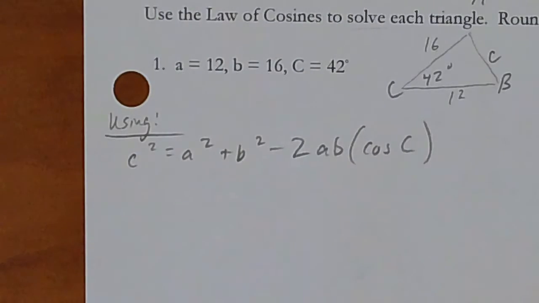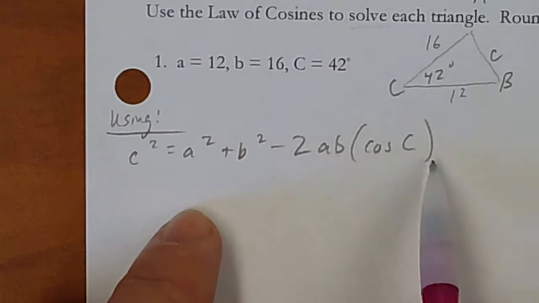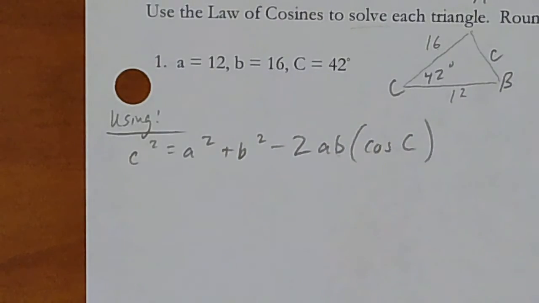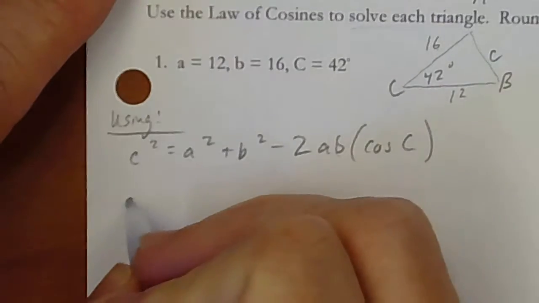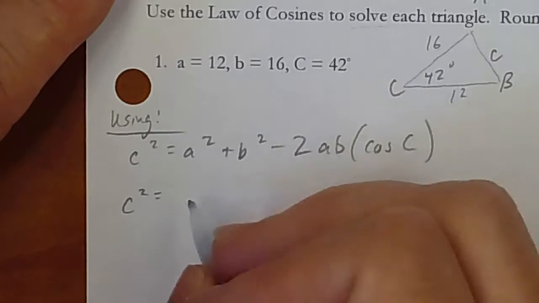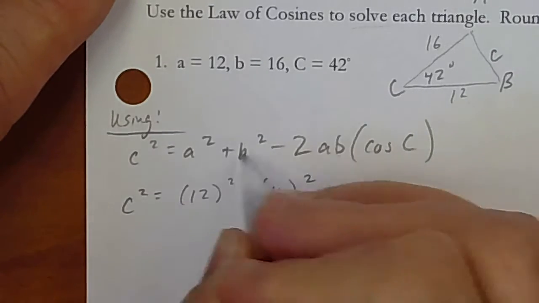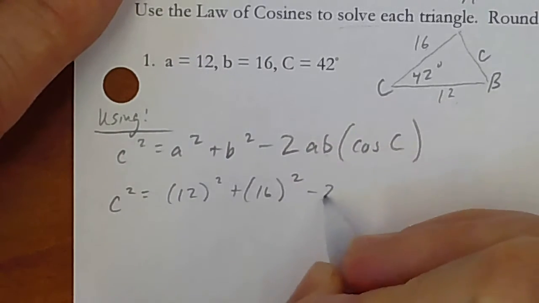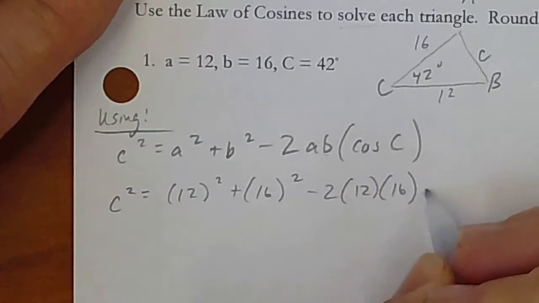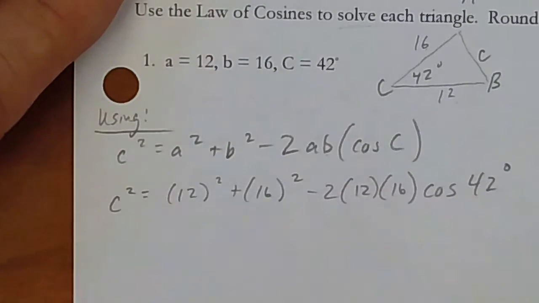Okay, and as you can see, we have sides A and B, and I have side angle C. So I have everything I need on the right side. We just got to plug it into the right spot. So C squared equals the other two sides squared and added together. So 12 squared plus 16 squared minus 2 times the product of those two sides times the cosine of angle C, which is 42 degrees.